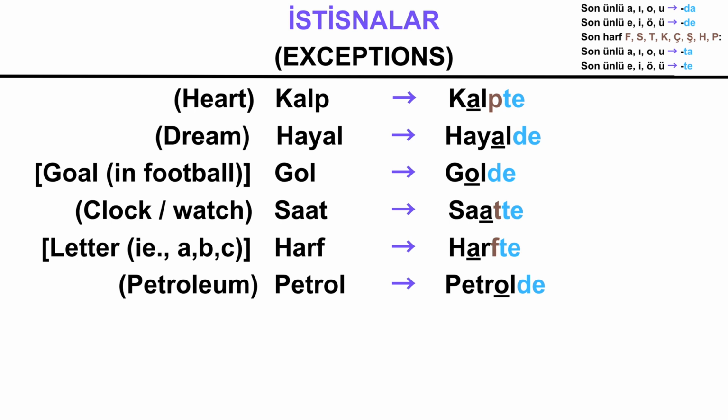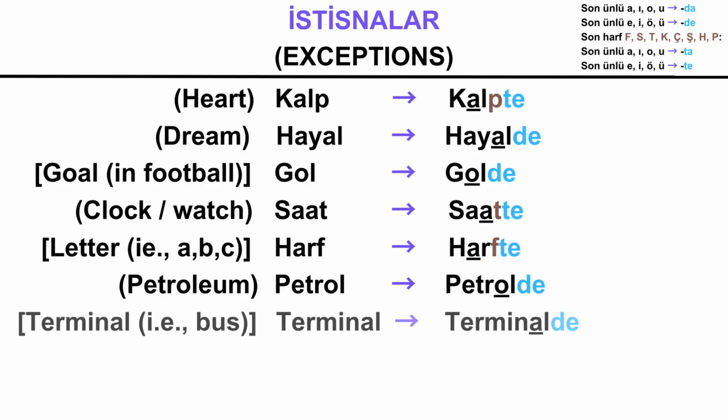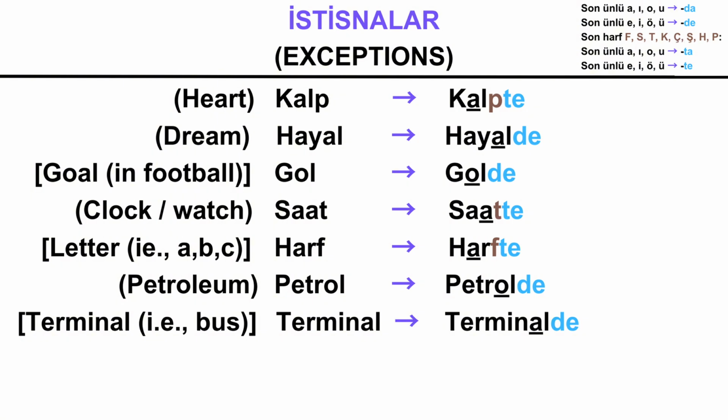Petrol. Last vowel is O, but we don't pronounce it as petrol, but petrol instead. That's why rather than da, we will go for de. Terminal, rather than terminal, it is terminal. And we don't need to worry about fıstıkçı şahap here. That's why rather than terminal da, we will say terminalde.